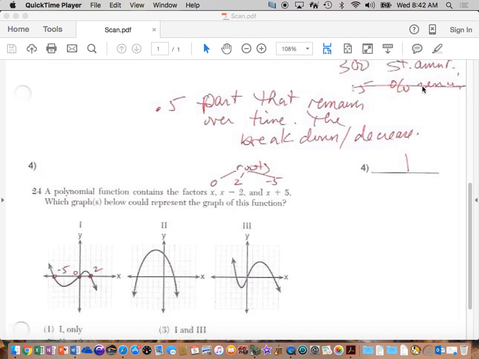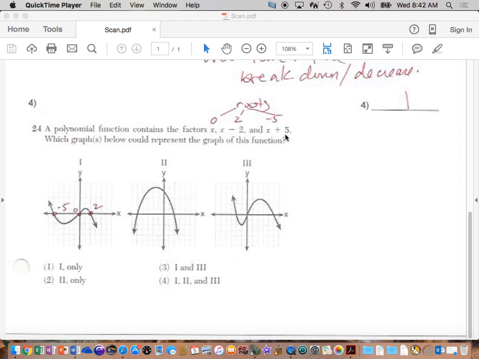Next, number 4 for the roots. If the factors are x, x minus 2, and x plus 5, you reverse the factors to get the roots, whatever you want to say. That means one root is 0, one is 2, one is -5, which means they must cross the x-axis at 0, 2, and -5. The only graph that crosses at 0, 2, and -5 is choice 1.